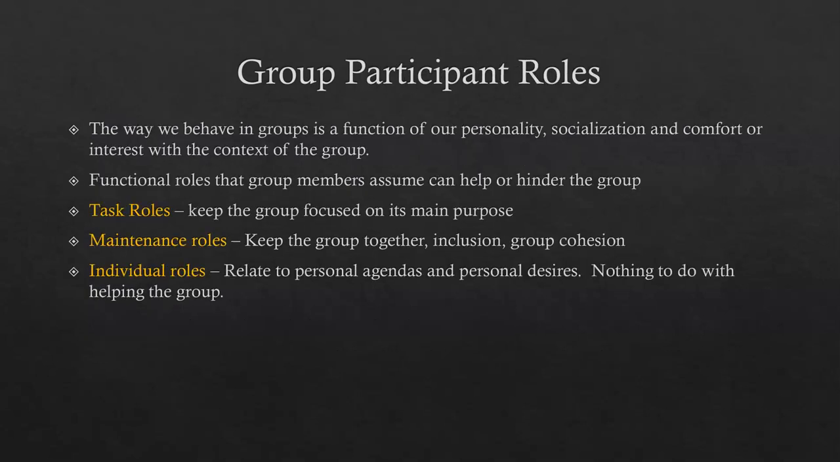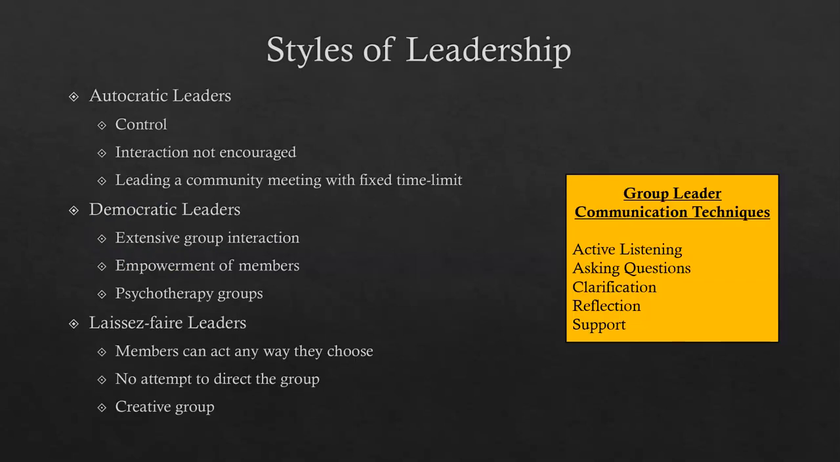There's different roles of participants, and they can help or hinder the group. Task roles keeps everyone on task. Maintenance roles is the glue that ties everyone together. And the individual roles are more personal or agendas. What can I get out of the group? I don't really care about the rest of you. I care about me in an individual role.